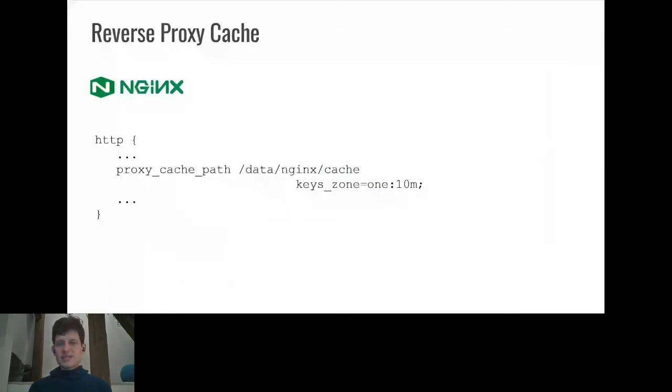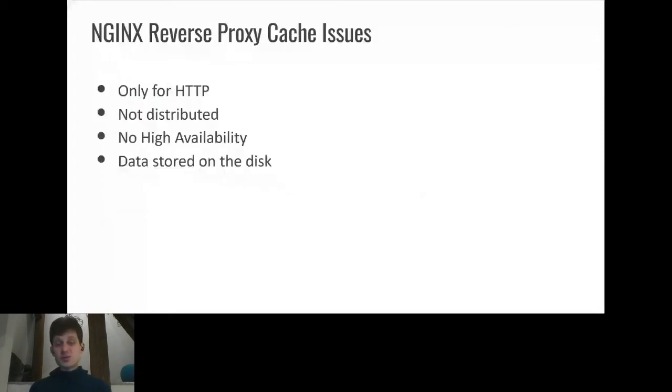Now, Nginx is great, but it also has some issues, like it's only for HTTP. Maybe it's not an issue, it's just a trait of Nginx. However, the issues are that it's not distributed and it's not highly available. And also, data can be stored on disk. Nginx does not necessarily store data on disk, but it can offload the data, which is not, for example, the case for Hazelcast, where you are guaranteed that your data is stored in memory. So you are guaranteed low latency. Here, you need to think about it.